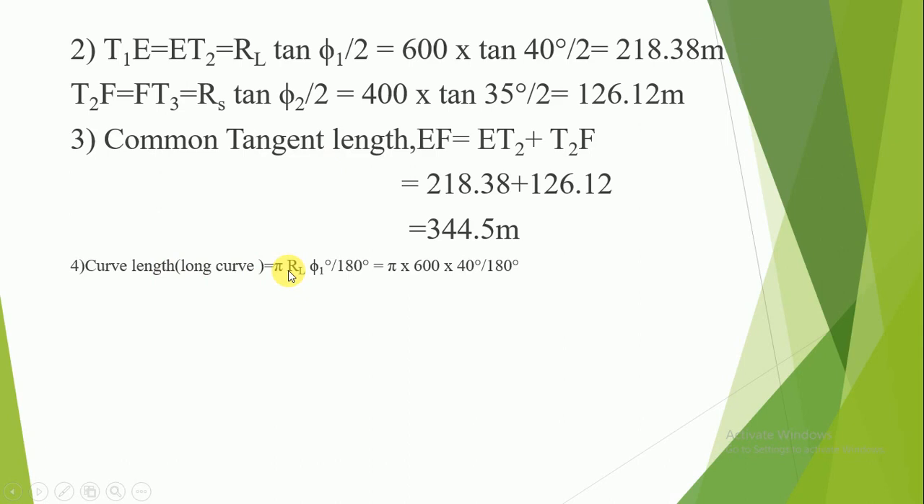By making use of the regular formula pi R phi by 180 degrees, make use of the corresponding values. For the longer curve I have taken 600, and the value comes out to 418.88 meters. For the shorter curve the radius is 400 meters. Correspondingly I have taken the deflection angle 40 degrees for the longer curve, which we have calculated previously, and 35 degrees for the shorter curve. The value of the curve length for the shorter curve comes out to be 244.35 meters.